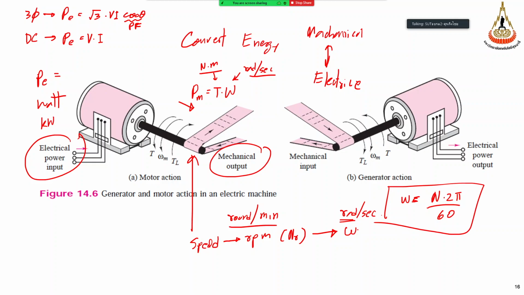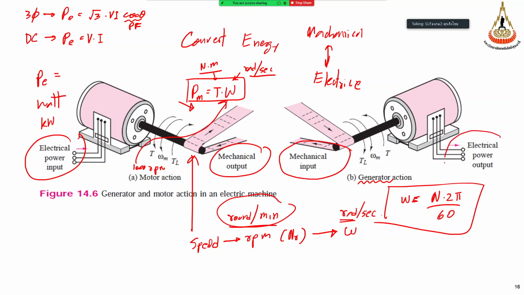If we know the speed of the machine, let's say, for example, 1000 RPM, we can convert this value into how many radian per second. This is simple, right? We just convert before we calculate the mechanical power. And for the machine which converts the mechanical power to electrical power, we call this machine the generator. Generator action: the mechanical power is an input, the electrical power is an output.